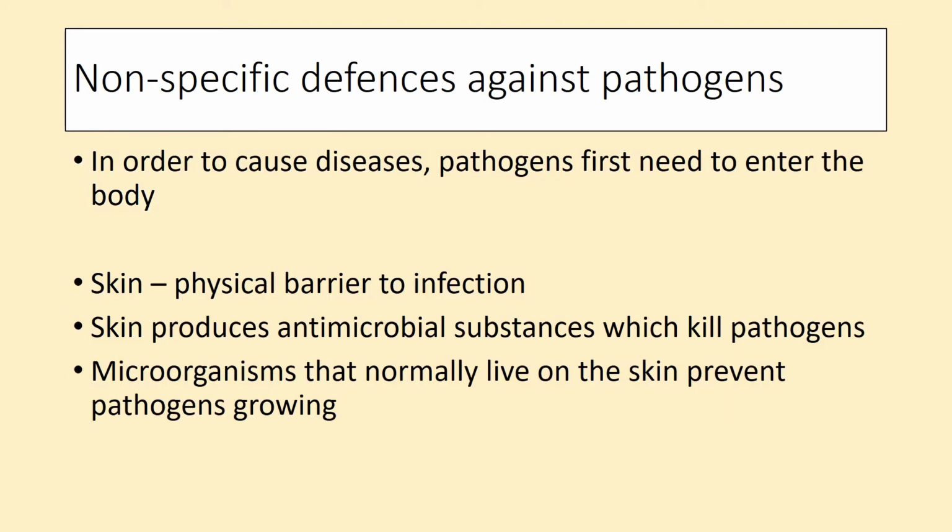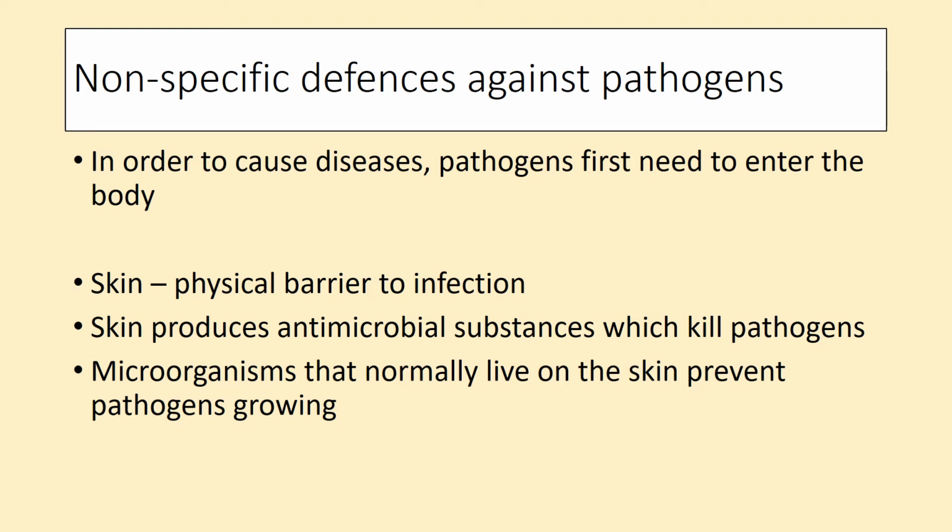So before pathogens can infect us and cause disease, they have to get inside the body. Now, our skin is a physical barrier to most pathogens and protects us from many infections because there is bacteria all around us. The skin also produces substances which will kill pathogens, and therefore makes it less likely for us to get infected and also less likely for them to enter inside the body.